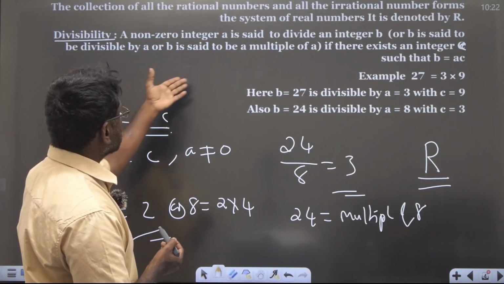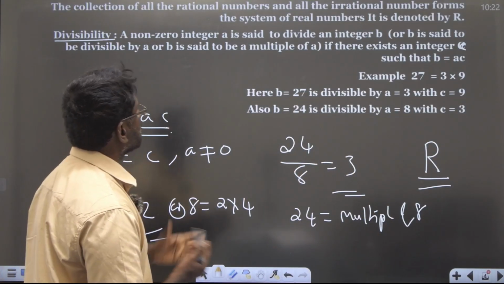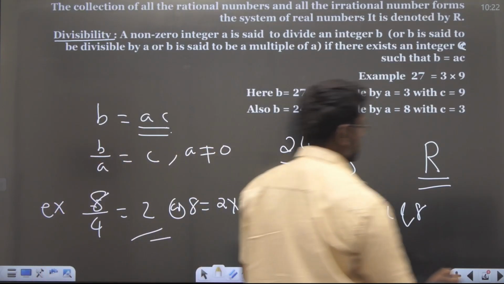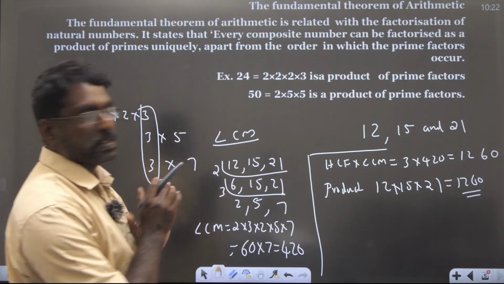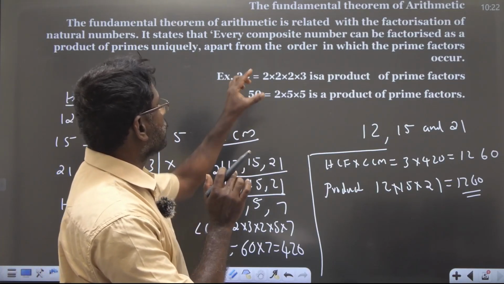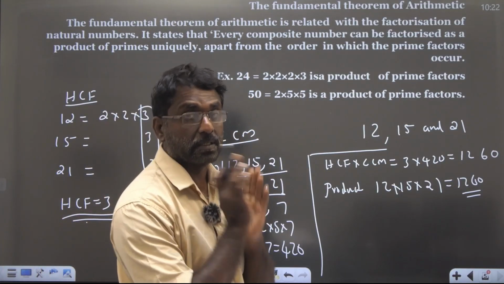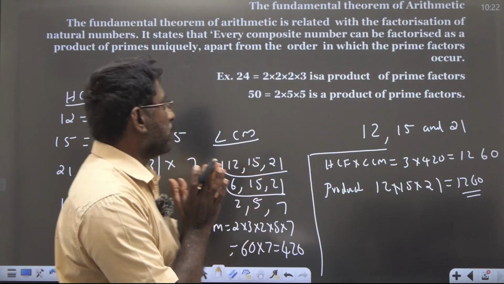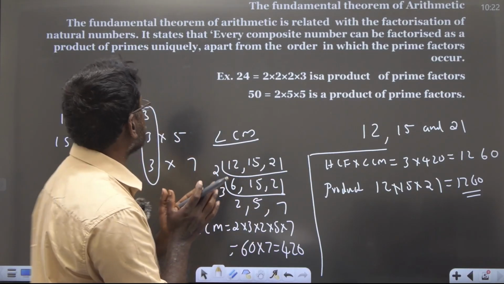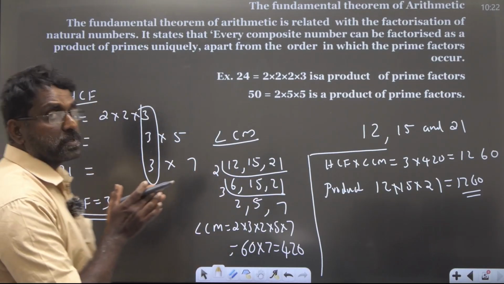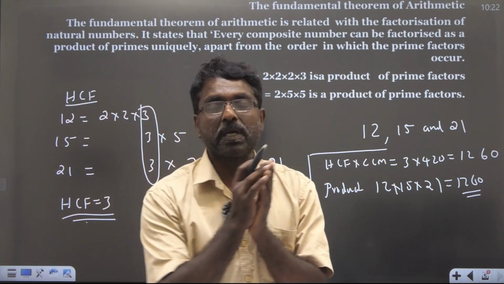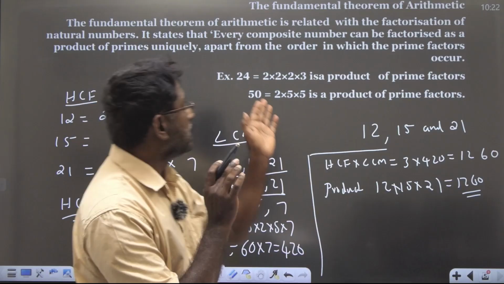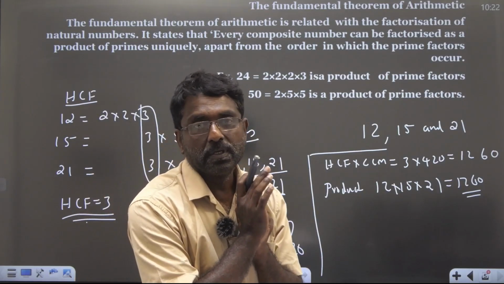Okay, well, in the next section we have discussed divisibility. Already you know about it. Then this is another most important part of this chapter, the fundamental theorem of arithmetic. The theorem is very important. What is the fundamental theorem of arithmetic? Every composite number can be expressed as a product of its prime factors. That is called the fundamental theorem of arithmetic.